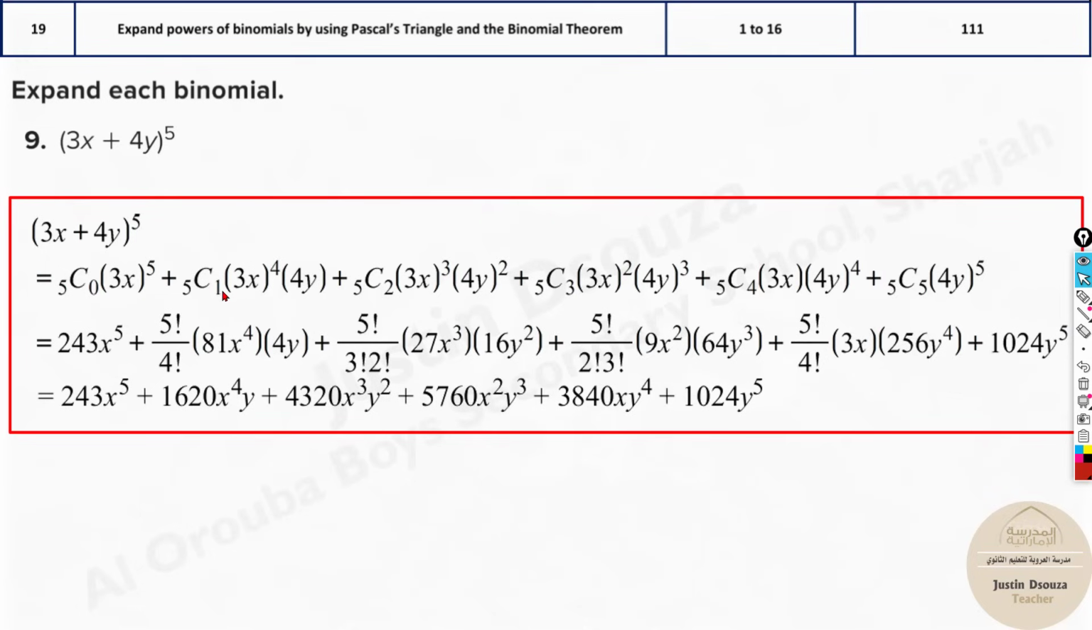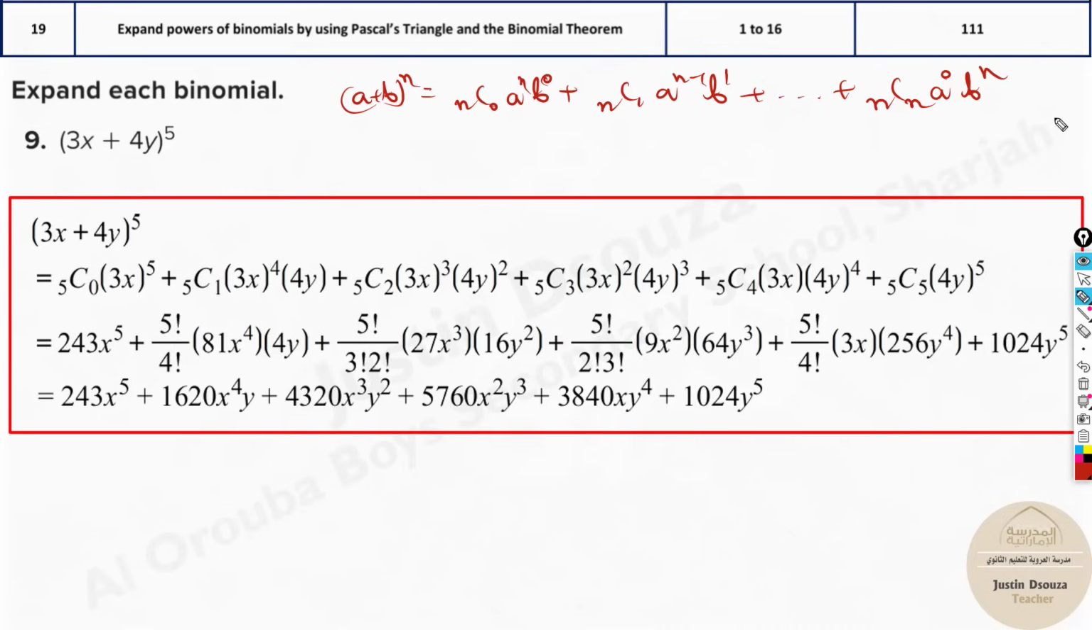Same concept. Here you do not need to use the formula. You can directly use the calculator. See, write the basic formula. What I would suggest is you just write it like this: (a + b)^n = nC0 a^n b^0 + nC1 a^(n-1) b^1 + ... + nCn a^0 b^n. Write this formula. This is the standard one.